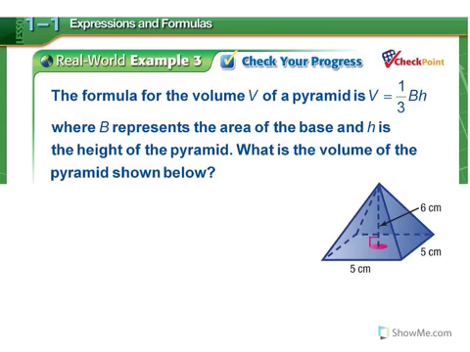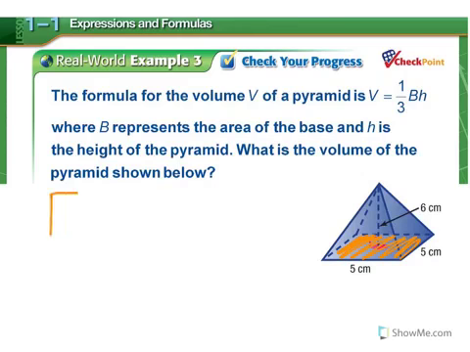Now we will try a real-world example. The formula for the volume of a pyramid is V equals 1/3 base area times height, where big B represents the base of the area, or the area of the base, and H is the height of the pyramid. What is the volume of the pyramid shown below? If you notice, the base here is a square.